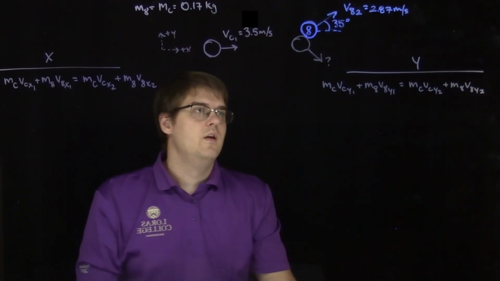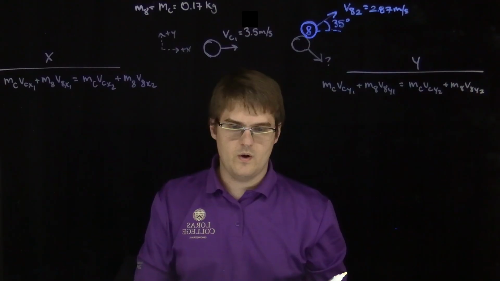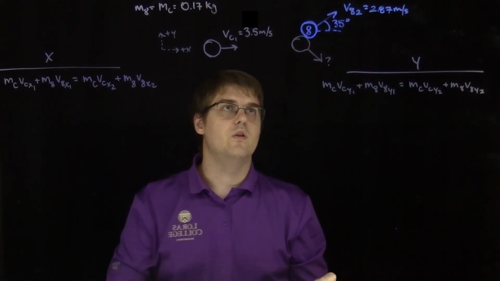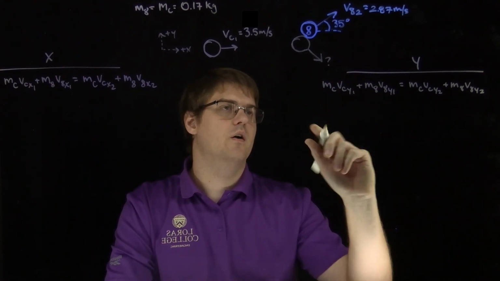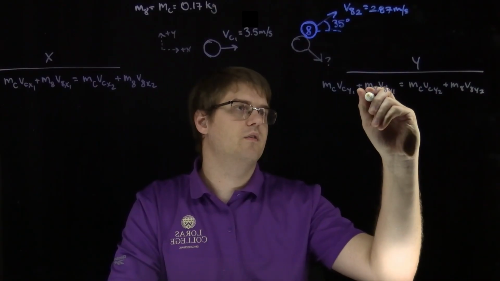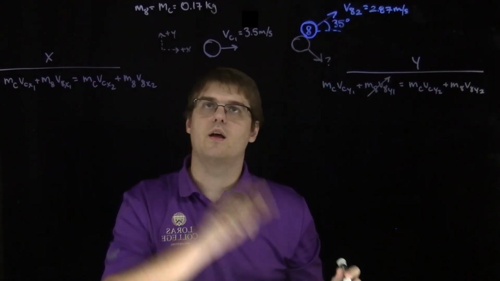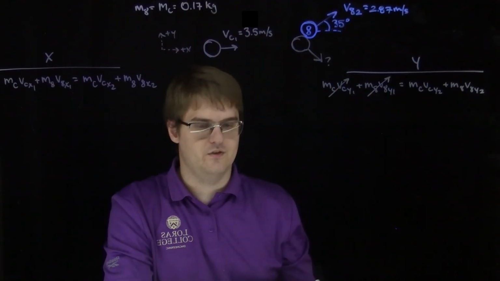So this is our two equations, and we will go ahead and start with the y, which is a little bit easier. Initially our 8-ball is not moving at all, and our cue ball is only moving in the x, so that is 0.